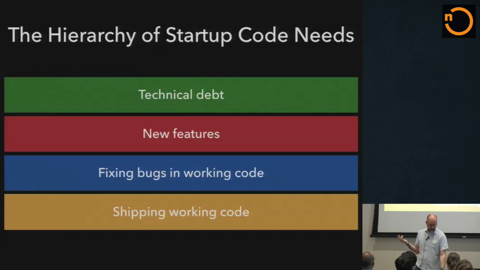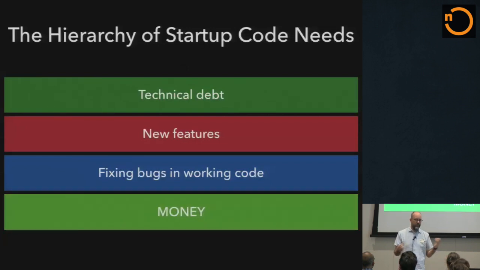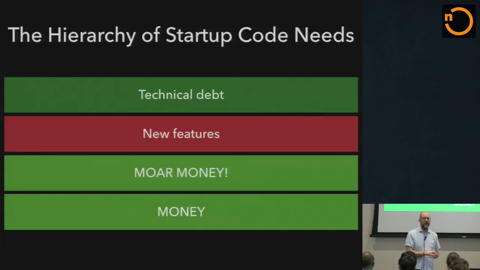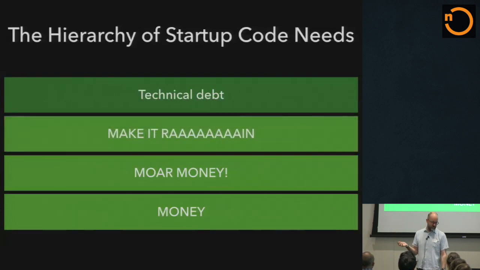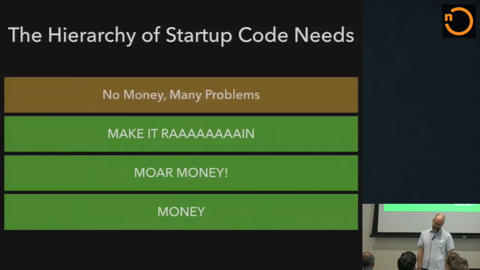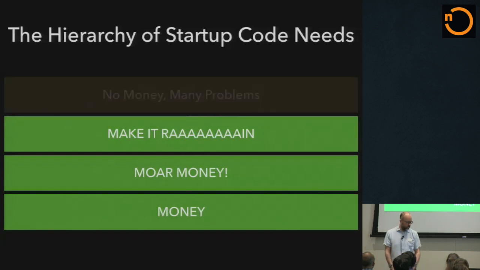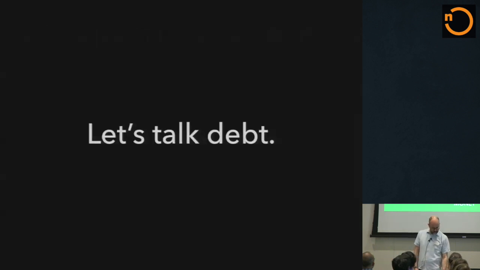So to understand why these things are the way they are, let's look at them from a financial perspective. Shipping working code, well, that's money, right? Fixing your bugs in your working code, that's more money. Building new features, well, as any product manager will tell you, it's all about making it rain. So what does that leave? The technical debt? Well, it doesn't really do any of these things. So it's just no money. Therefore, many, many problems, right? And a broken slide.